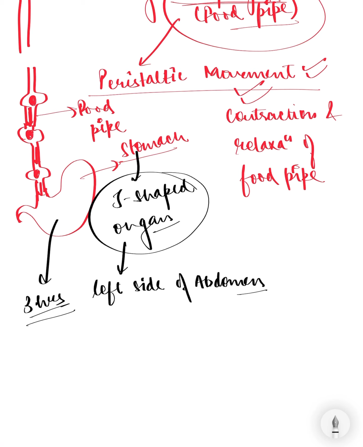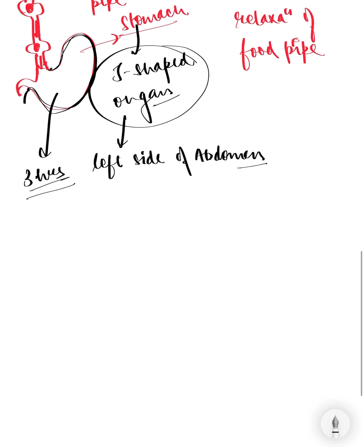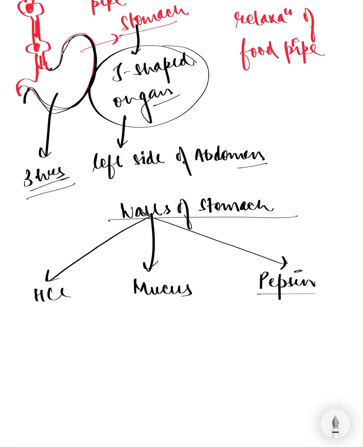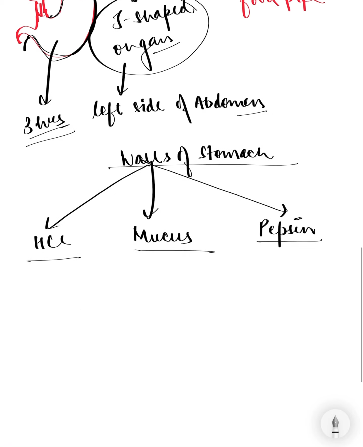Now, these are the walls of the stomach. These walls of the stomach produce 3 very important secretions. These secretions are, very first, HCl, which is hydrochloric acid. Next, mucus, and the third is pepsin. So let's talk about these 3 one by one.